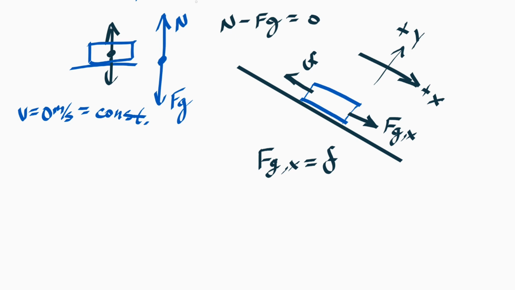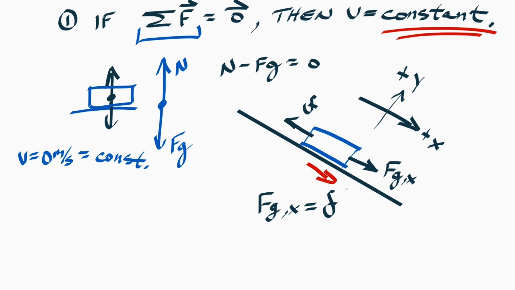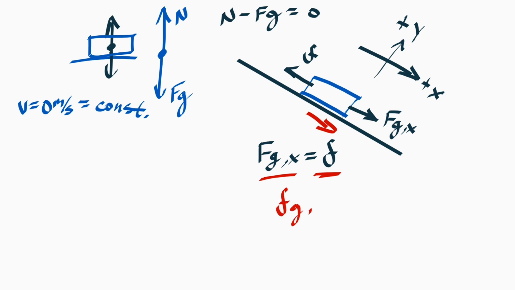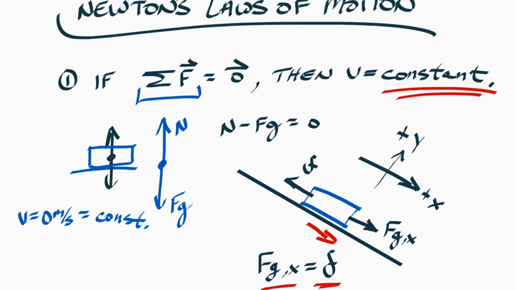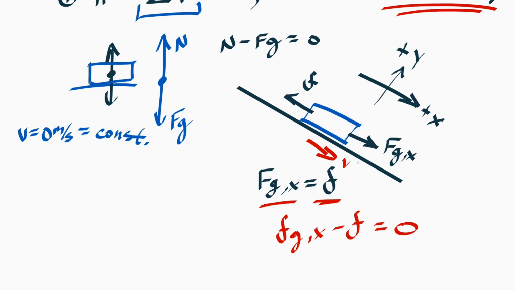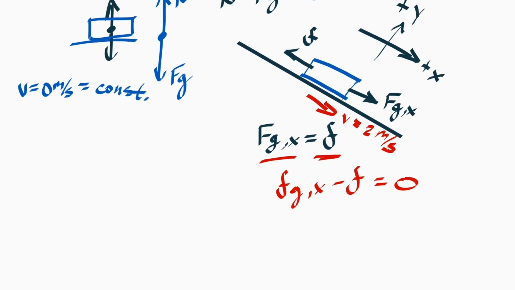Now let's say that the box is also already in motion. What the first law tells us is that in this problem Fgx is equal to F, so Fgx minus F equals 0, and this box will move with a constant velocity. Let's say V equals 2 meters per second. If nothing changes, then this box will continue to fall down this ramp forever and ever at 2 meters per second. Obviously, eventually something will change to cause that motion to stop. But Newton's first law says that until that change occurs, this motion will continue.